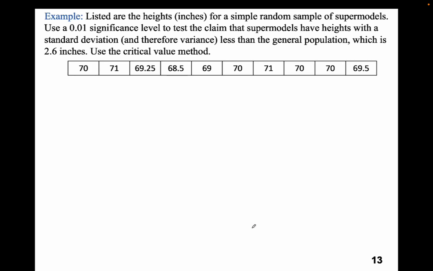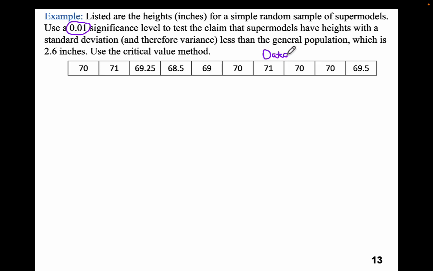Listed are the heights in inches for a simple random sample of supermodels. Use a 0.01 significance level to test the claim that supermodels have heights with a standard deviation, and therefore a variance, less than the general population, which is 2.6 inches. Use the critical value method. Some notes before we start. The significance level we're not going to need that much, because we're asked for the critical value method. We're definitely given the data here.